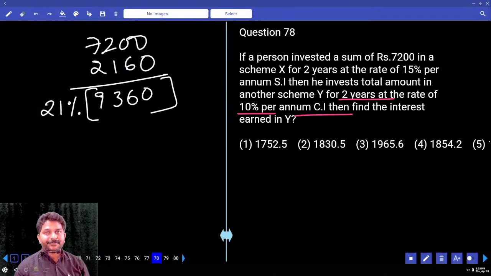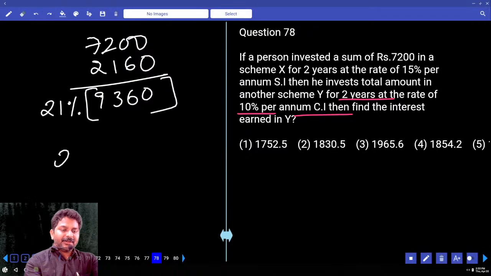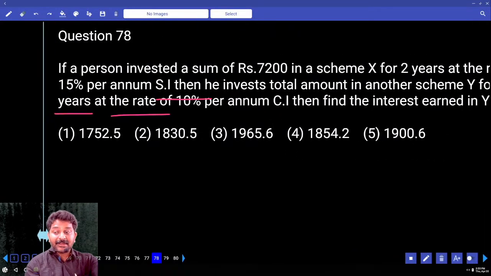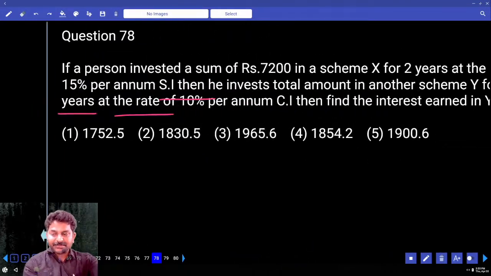Got it? Answer must end with 6. 21% in the sense 21 into 1% value. Correct? Answer must end with 0.6 only. Yes. How many options are there? There are 2 options. Again you have to calculate.